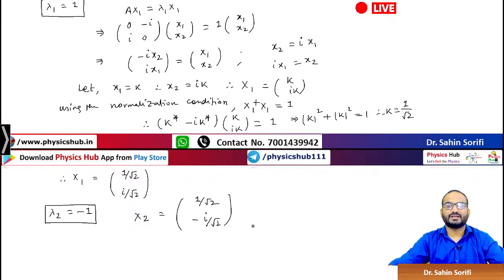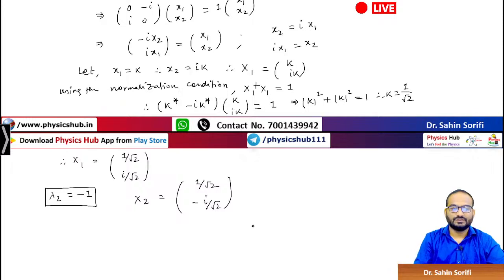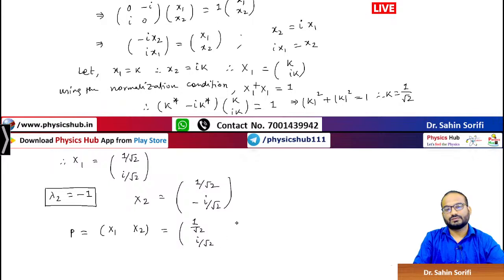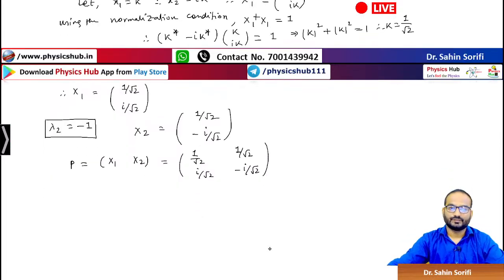So once x1 and x2 are found, what will be P? P will be formed by writing the eigenvectors side by side, like x1 x2. This is 1 upon root 2, i upon root 2, 1 upon root 2, minus i upon root 2. So we have got our P, and P inverse you can also find.